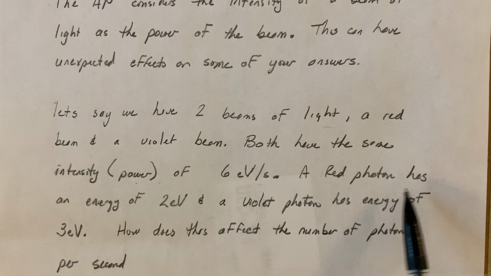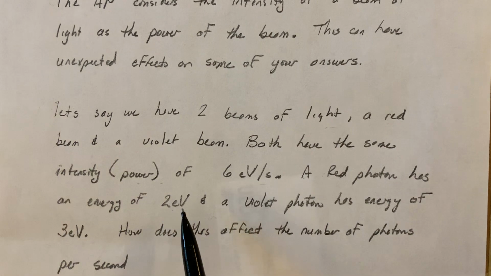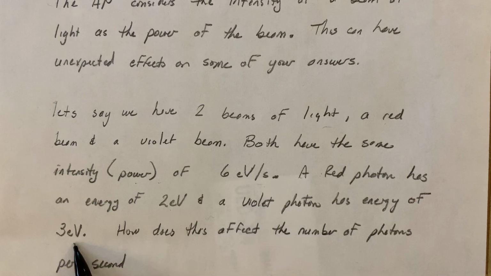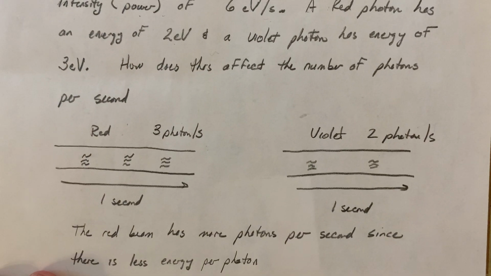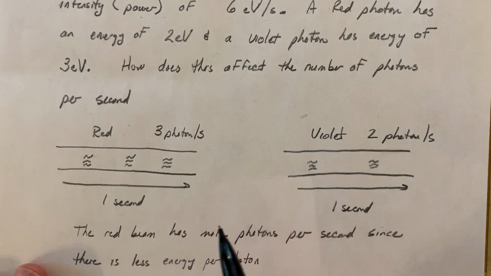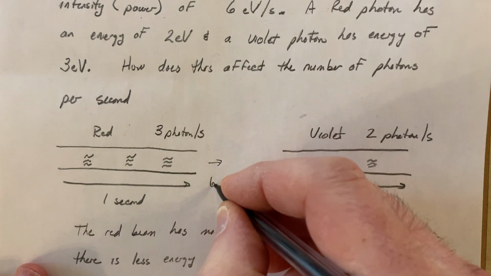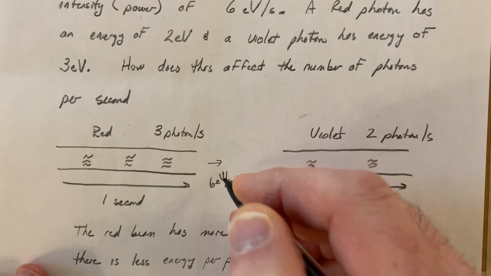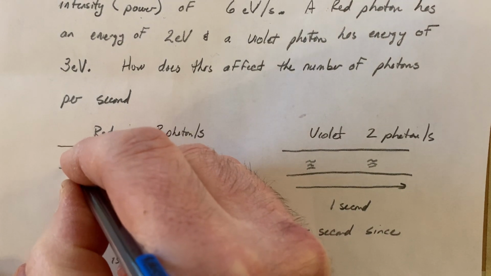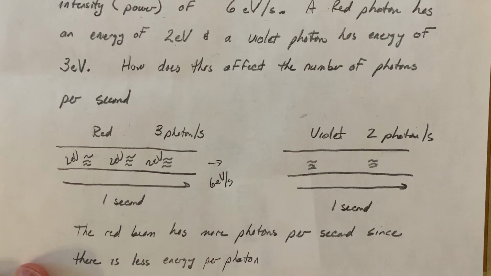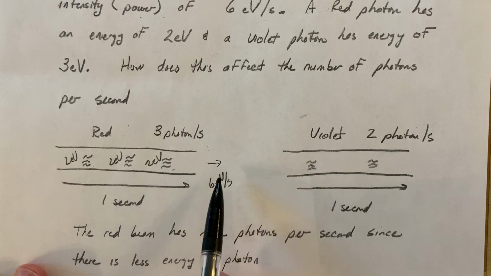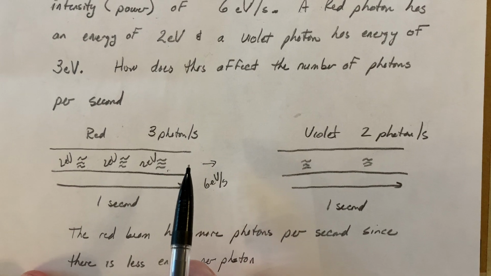A red photon has got energy of 2 electron volts. I'm picking numbers that just make this work very nicely. And a violet photon has got energy of 3 electron volts. How does this affect the number of photons per second? Well, in the red beam, if I've got 6 electron volts per second coming out of here, and each one of these is 2 electron volts, 2 electron volts, 2 electron volts, okay? That means I'm going to have 3 photons per second coming out of that beam.